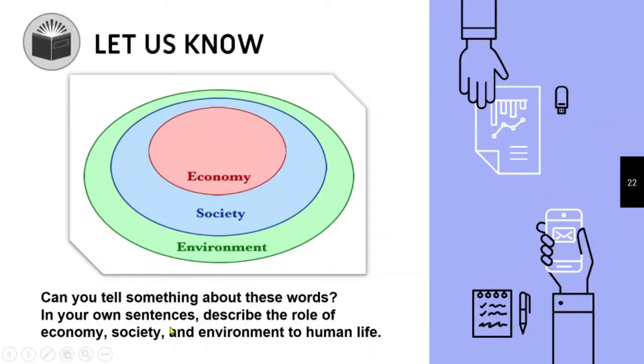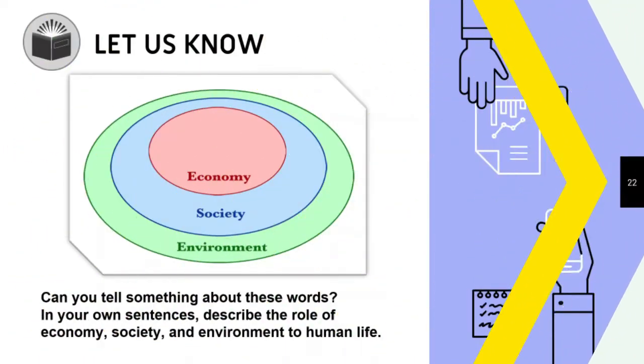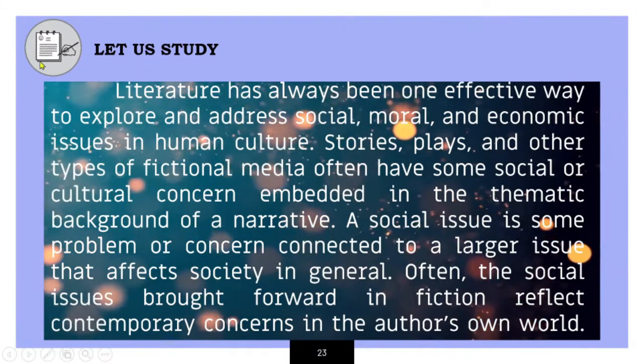Alright. In your own sentences, describe the role of economy, society, and environment to human life. You may write your answers on your own paper or on the chat box below. So let's proceed. Thank you for answering.